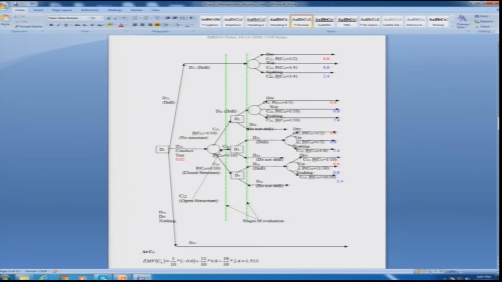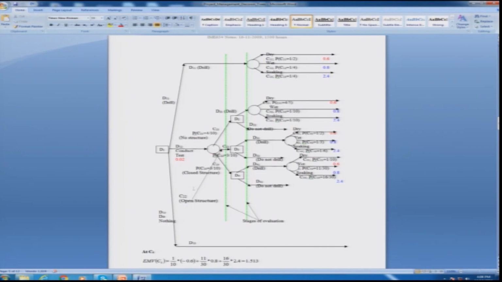So, this is dry, wet, soaking, dry, wet, soaking, and so on. The minus and plus probabilities have been nicely shown in color so that students can understand. If you remember, I mentioned negative 0.6, which is in red, then positive 0.8, which is in blue, and for the soaking part the value returned was plus 2.4, again in blue. So, these are given for all the states.